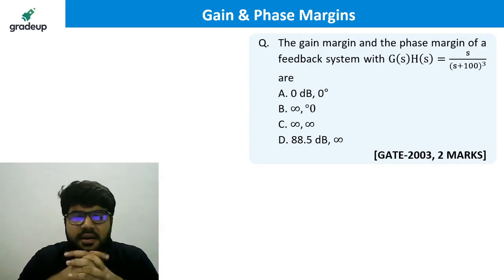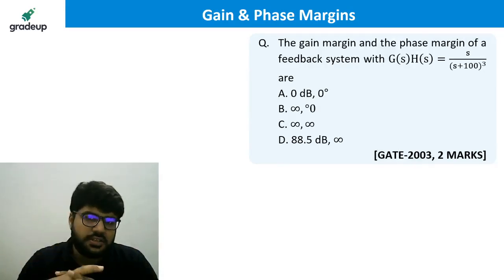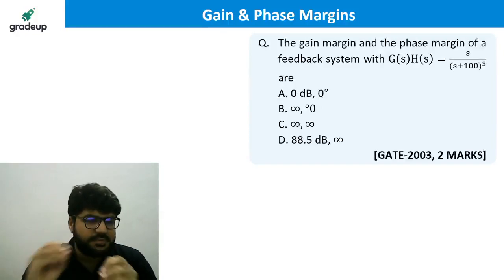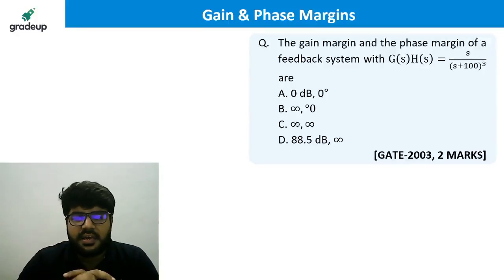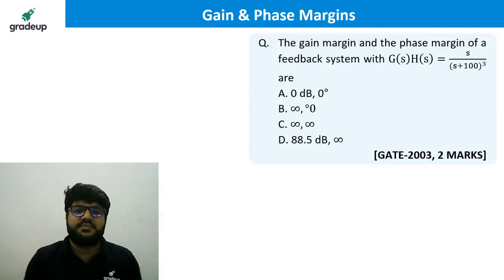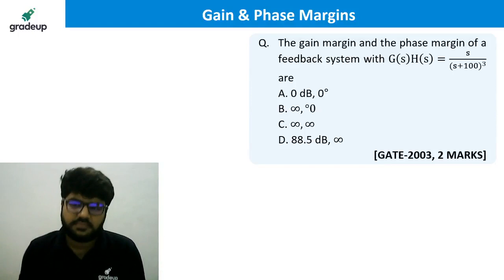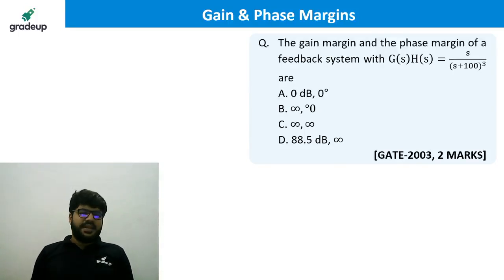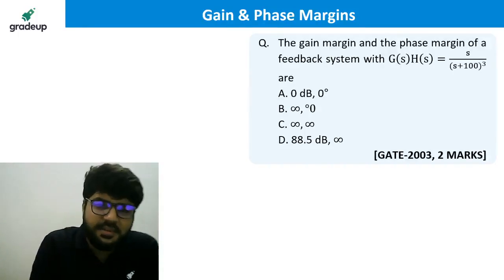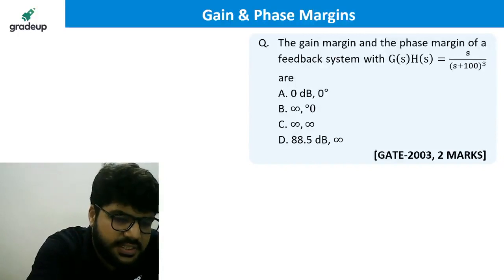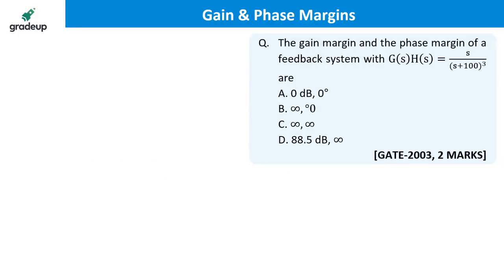Guys, some questions will have special attention also. I will mention some special points with the question. Gain and phase margin of a feedback system with this G(s)H(s) given. Can try a little bit. At least you can tell me the omega p. Rest I will help you. There's a special consideration inside this question also. Can you tell me the omega p value?